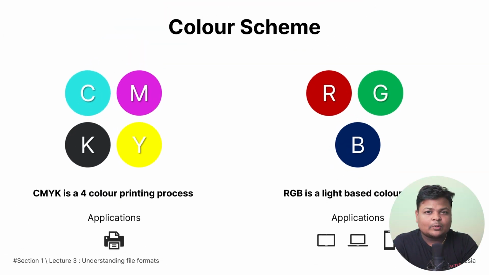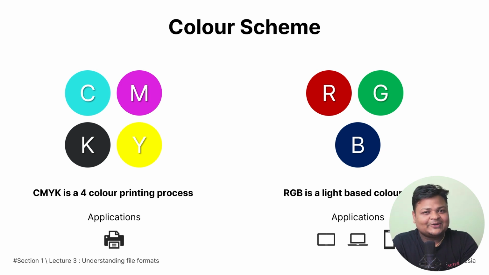All right, next important thing: color scheme. This is also one of the most misunderstood concepts in the scientific community. Let's understand this. A printer never works on RGB format. RGB is a digital color scheme. So if you know that the content you are creating is going for digital purposes only, I would always suggest that you go with the RGB color scheme.